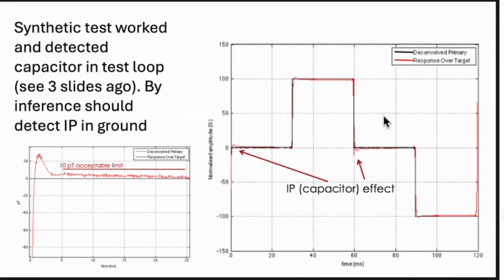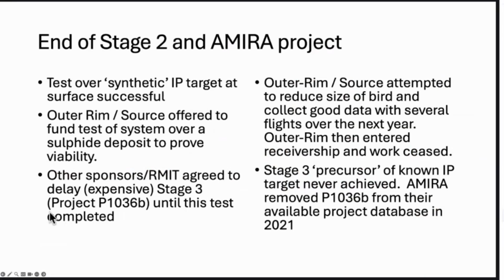We can process bits of the data. But this picture on the left shows detection of a capacitor in the ground, with its negative sign. So at the end of stage 2 of the Elvira project, we had a test over a synthetic target that was successful.